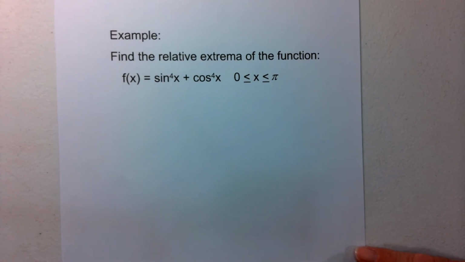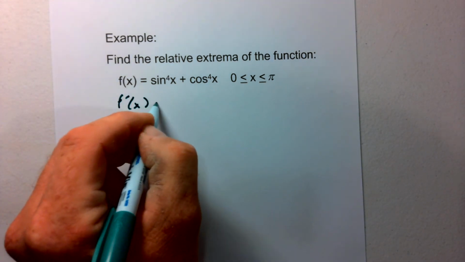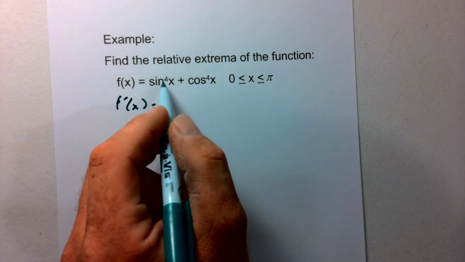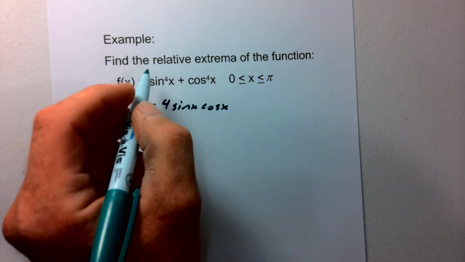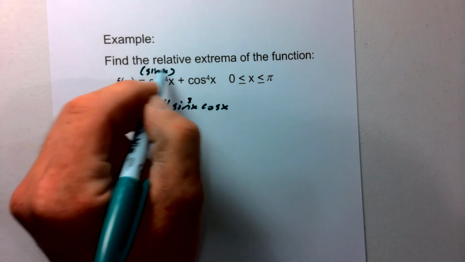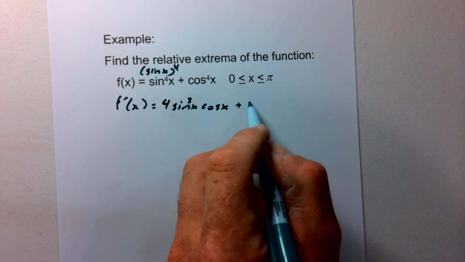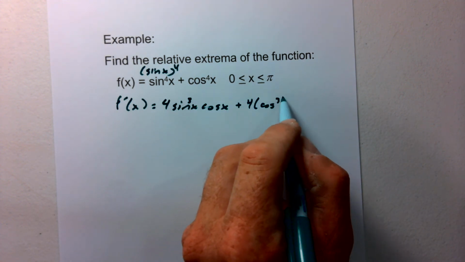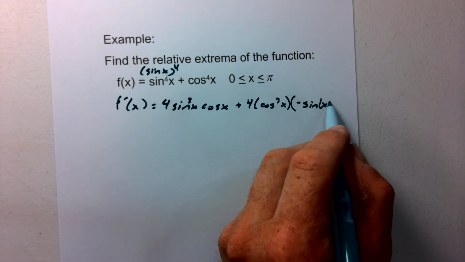Last example here, we're going to do sine to the fourth of x plus cosine of x to the fourth on the interval from 0 to pi. So for our first derivative test, we're going to find the derivative. We have 4 sine of x, cosine of x, this is to the third. Recall that we can write this as sine of x to the fourth power, so we have a chain rule. To that, we're going to add 4 cosine cubed of x, times the derivative of the cosine, which is negative sine of x.